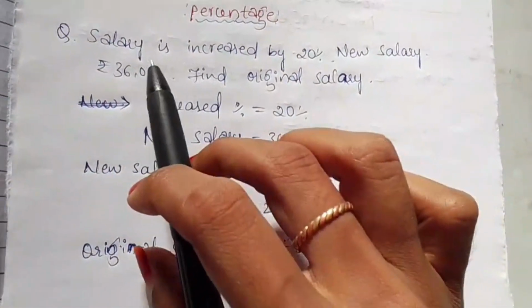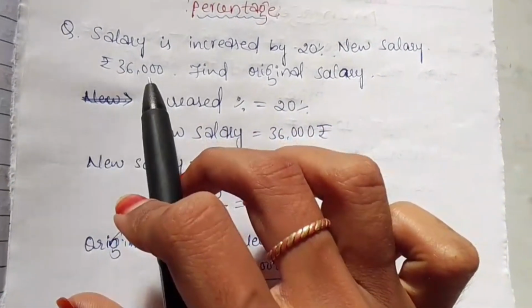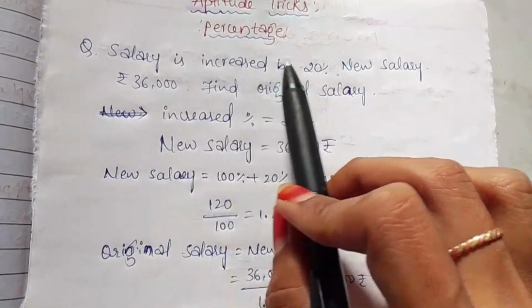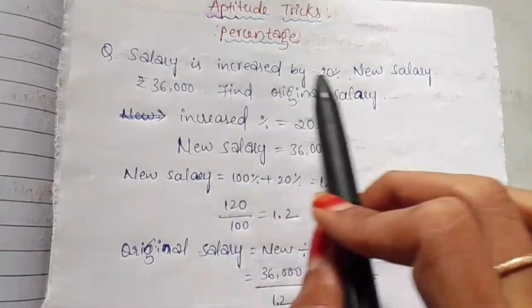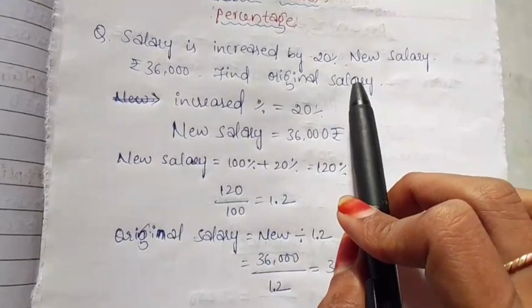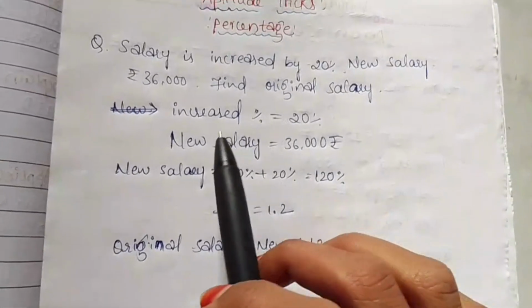Let us see the second example. A salary is increased by 20%. The new salary is 36,000. Find the original salary. The salary is increased by 20%. After the increase, the salary is 36,000. We have to find the original salary, that is before this increment. Let us find out that.